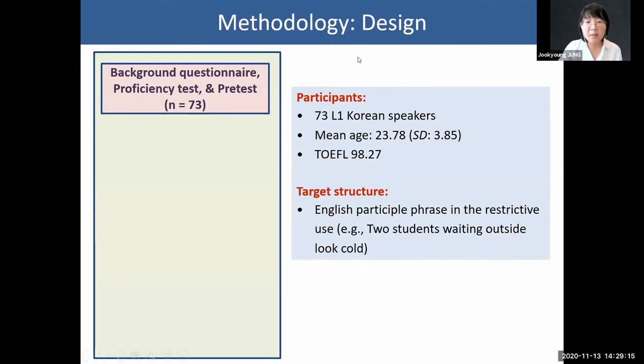And in this study, we recruited 73 L1 Korean speakers, and their average TOEFL score was not that high. We wanted intermediate level learners, high intermediate at the maximum. So their average TOEFL score was 98.27, and the target structure was the English participle phrase in its restrictive use, as in "two students waiting outside look cold."